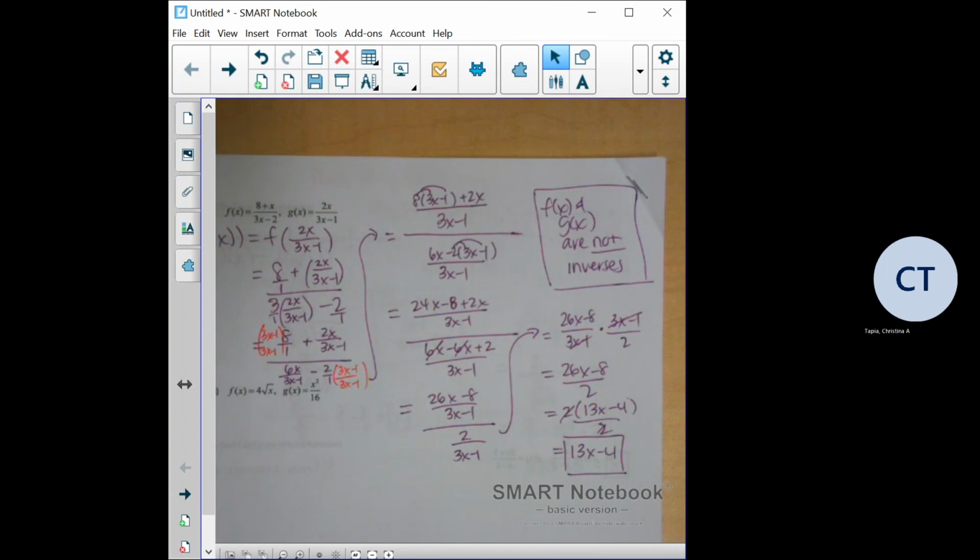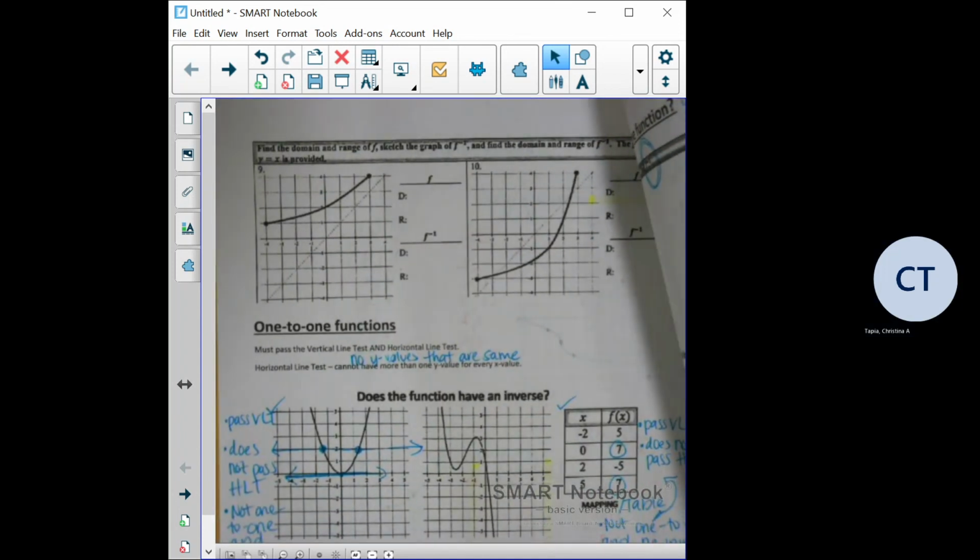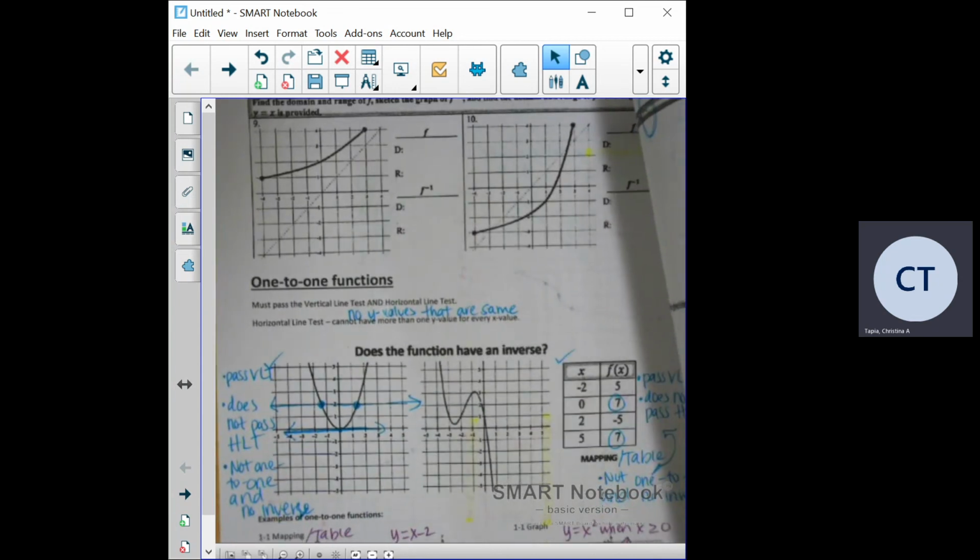What's up? In order for it to be 1-to-1, yes, it must pass the vertical and horizontal line test. Inverse has to pass the horizontal and vertical line test.